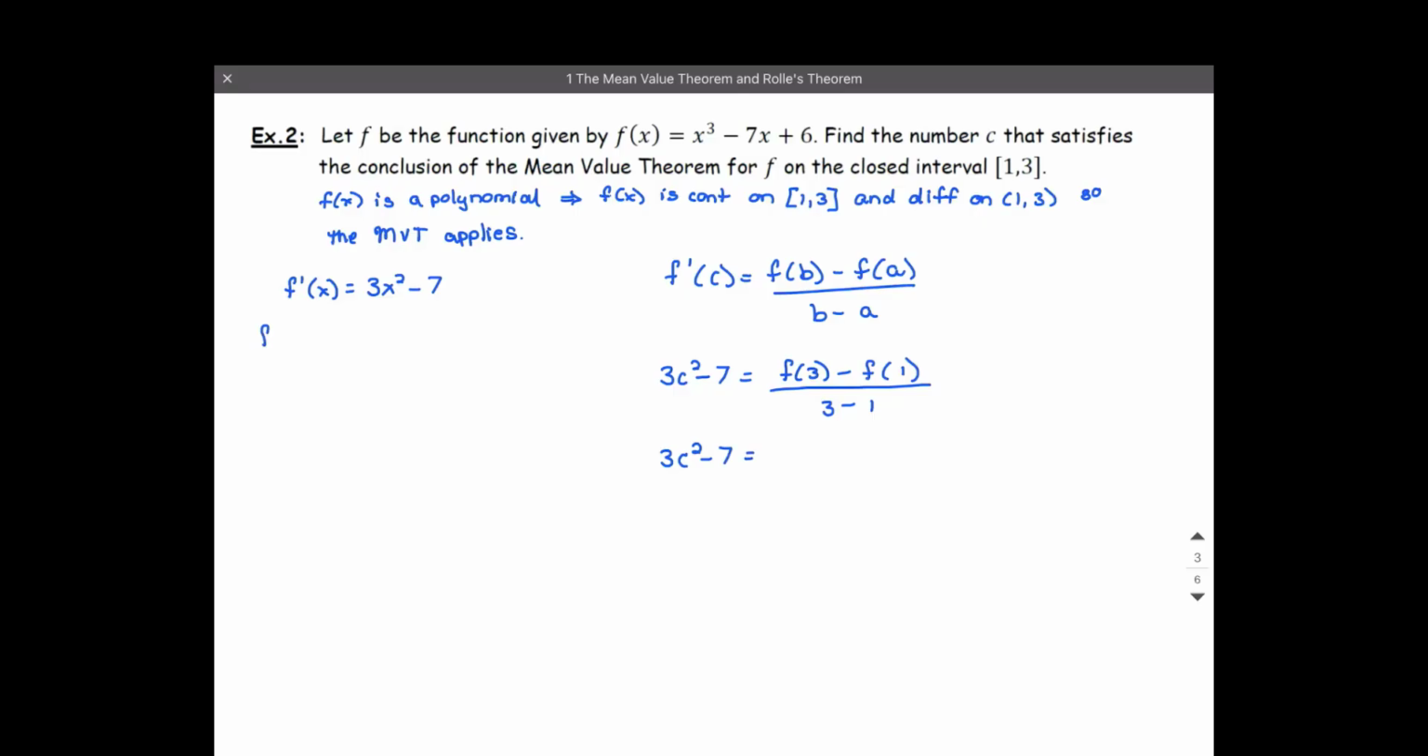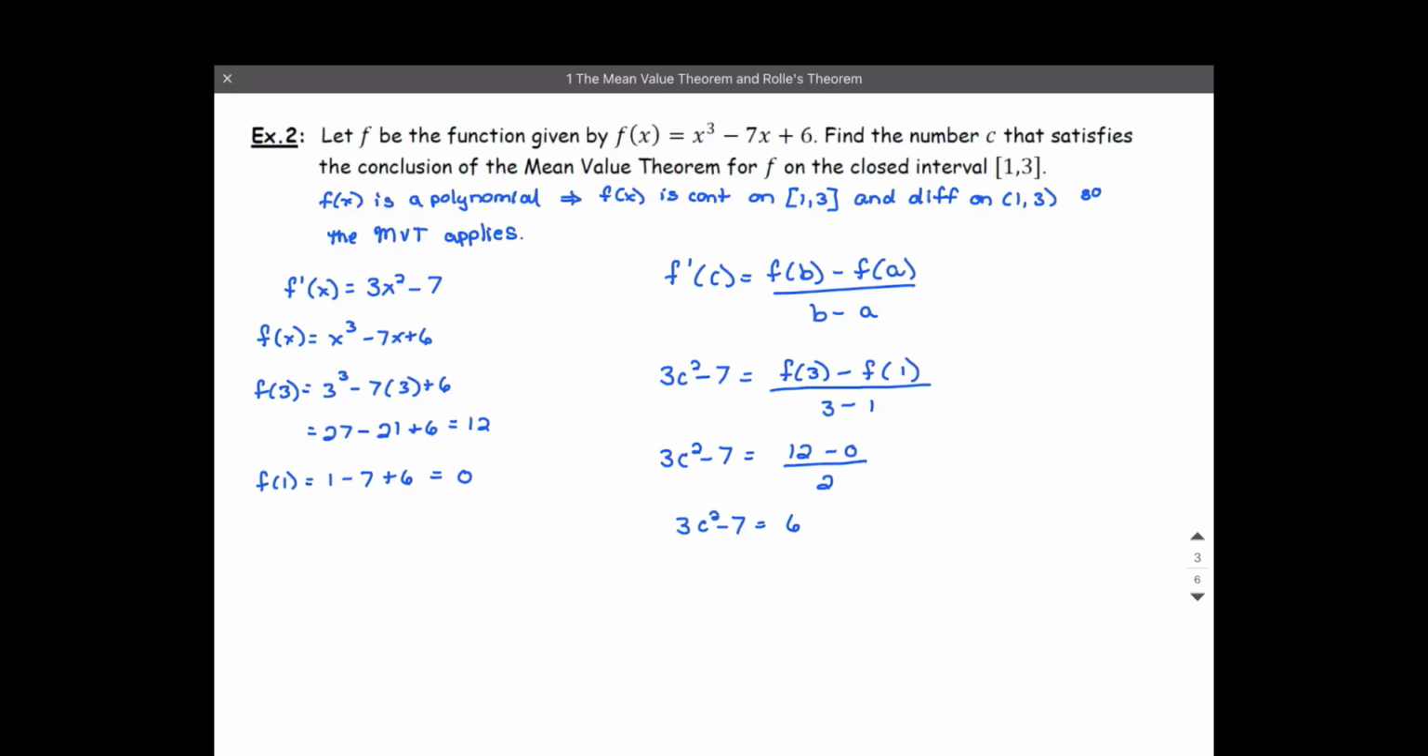Now f of 3, remember here, I'm going to write f of x down here. X cubed minus 7x plus 6. So f of 3 is 3 cubed minus 7 times 3 plus 6. 3 cubed is 27. 7 times 3 is 21. So 27 minus 21 is 6 plus 6. That's 12. F of 1 is 1 cubed, which is 1, minus 7 times 1 is 7, plus 6. So 1 plus 6 is 7, minus 7 is 0, over 3 minus 1 is 2. So 3c squared minus 7 equals 12 minus 0 is 12, divided by 2 is 6.